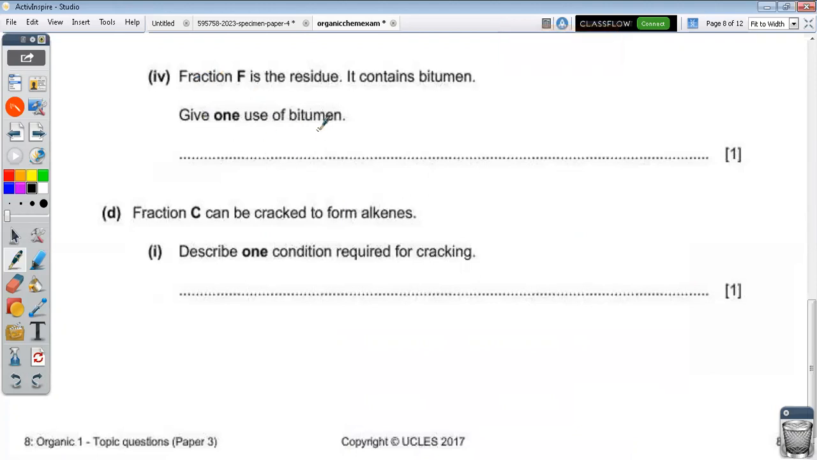Give one use of bitumen. What do we use that for? We know that it's for road construction, the main component of tar. Fraction C can be cracked to form alkenes. Describe one condition required for cracking. What did you say? High pressure, high temperature, or a catalyst? Yes, a catalyst.